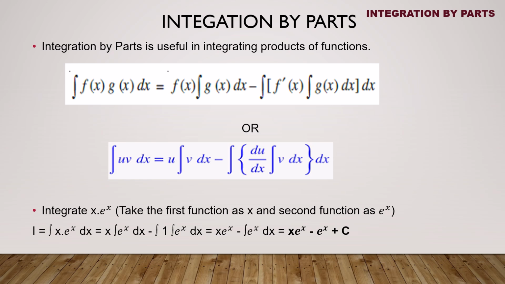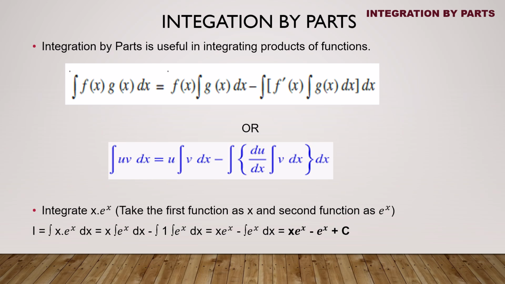Suppose we want to integrate the function x into e raised to x. So there are two functions. Let the first function be x and the second function be e raised to x. So by the above formula, integral of x into e raised to x dx is equal to f(x), means the first function as it is, x, into integral of second function, which is e raised to x, minus integral of f'(x), derivative of the first function. The first function is x, its derivative is 1, into integral of g(x) dx.